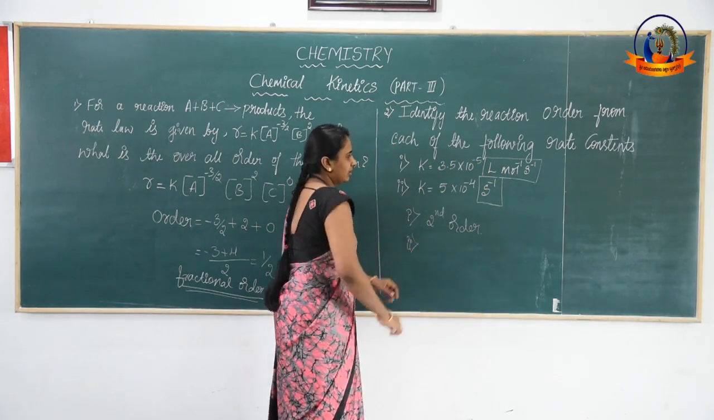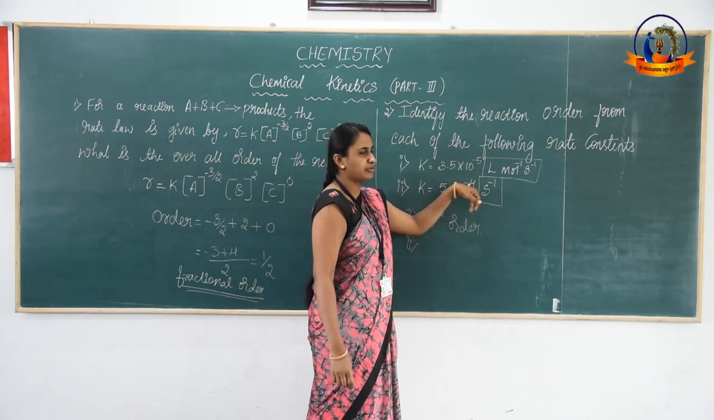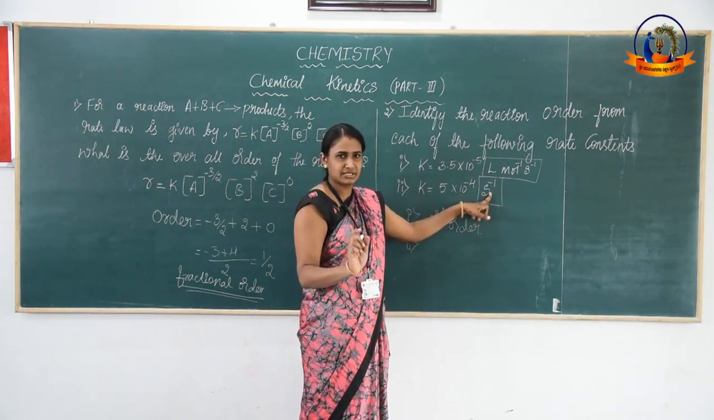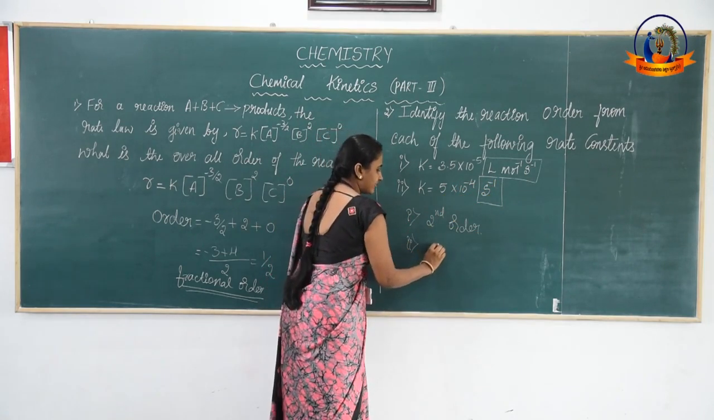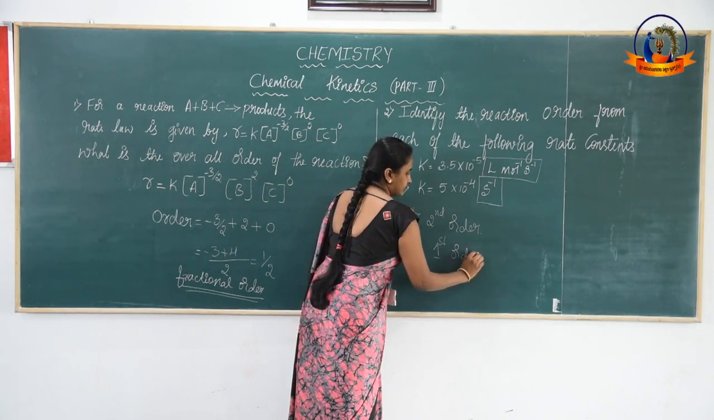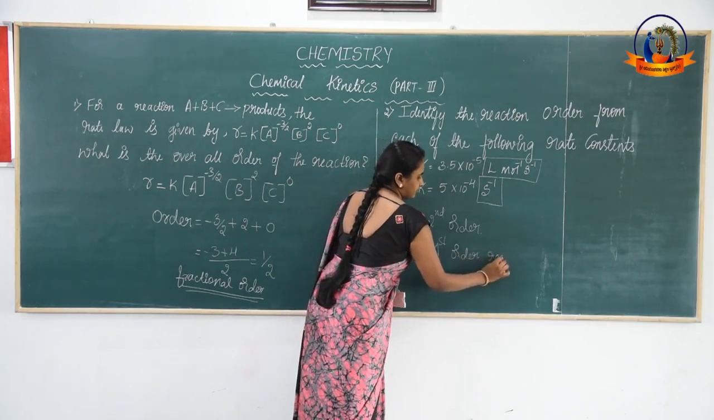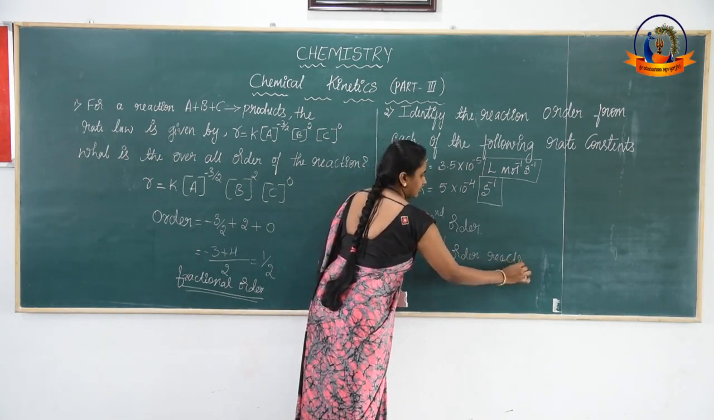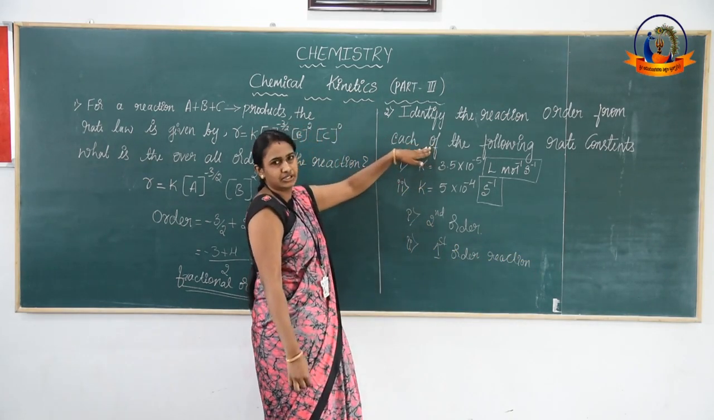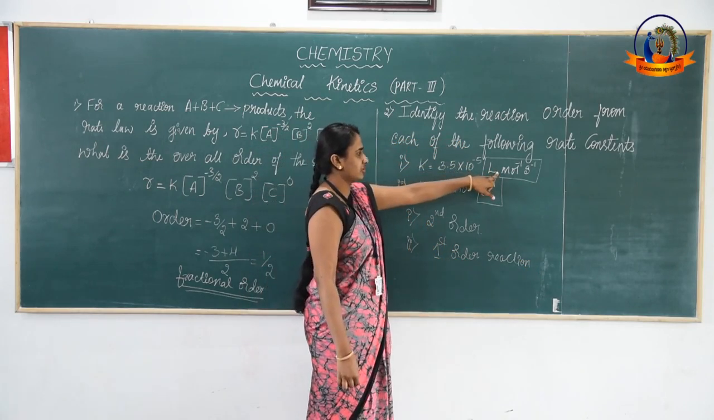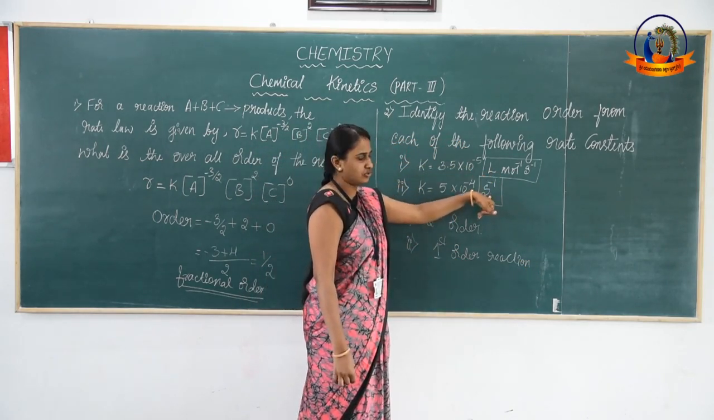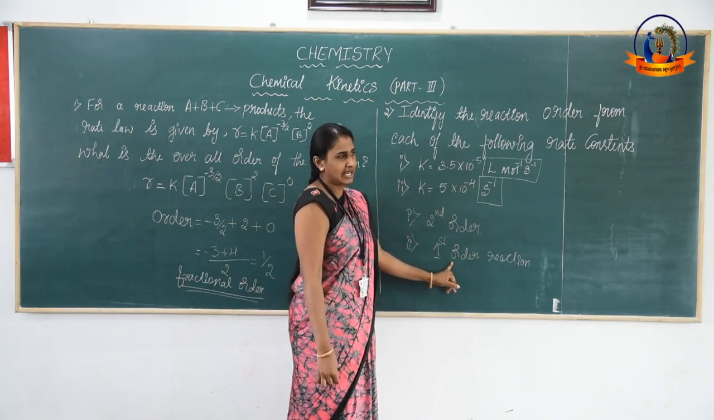For the second one, 5 into 10 to the power of minus 4 per second. Here they give the SI unit as per second. It means that it is a first order reaction. Based on the given data, you should identify the order of the reaction. Your SI unit for the first is used for a second order reaction. Per second is used for a first order reaction.